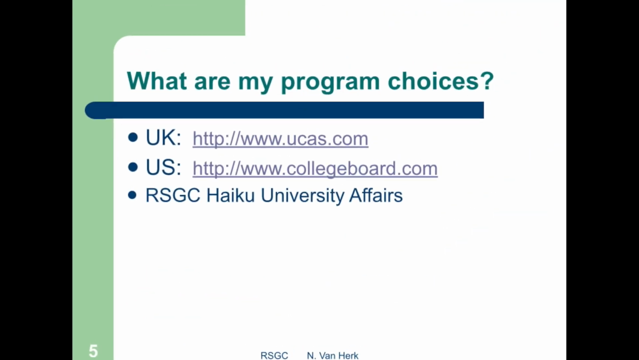If you're interested in what specific programs are available, there's all kinds of great resources. If you want to just start with two simple ones, ucas.com is your one-stop shopping site for the UK. There's information on programs available, lots of help about how to apply, and that's actually the site you would use when it comes time to apply. And then the College Board is the site that hosts the PSAT, the SAT, but they have great college search engines as well. I'd also point you back to the RSGC Haiku University Affairs page, where there's lots of information, including the University Prep Handbook, where you can find a lot more about US and UK options.